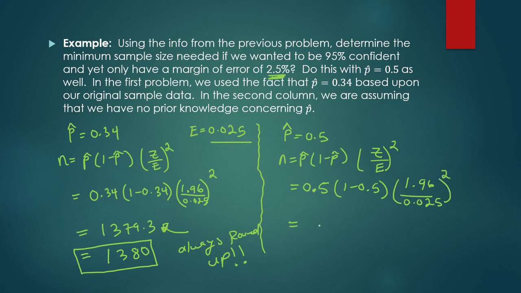This gives us 1,536.64, and that rounds to 1,537. Again, I always want to round up, so I have the minimum sample size that I need is 1,537 individuals.